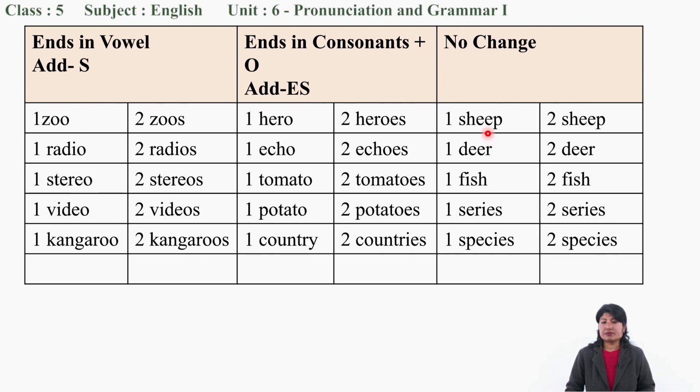And then what about these words? Sheep, sheep. See, there is no change. Deer, deer. One deer is there, two deer is also there. Why is it so? These have no change between singular and plural. Sheep, sheep. Deer, deer. Fish, fish. Some are only plural, like cherries. The singular form also looks like the plural.